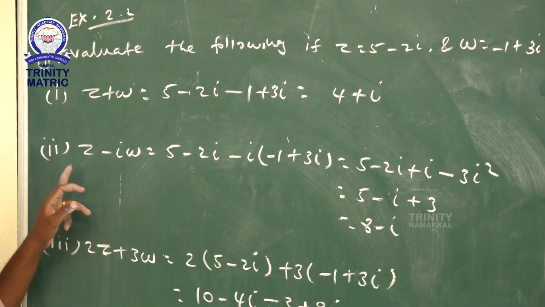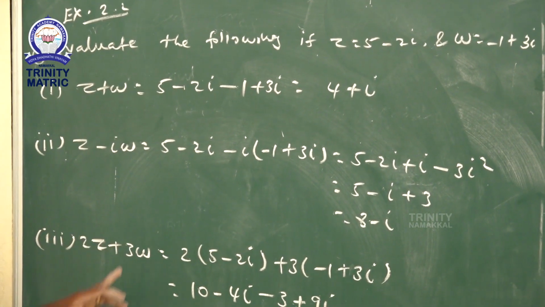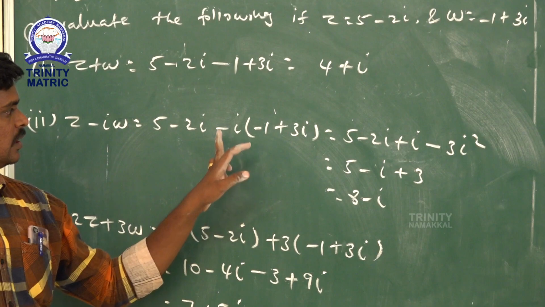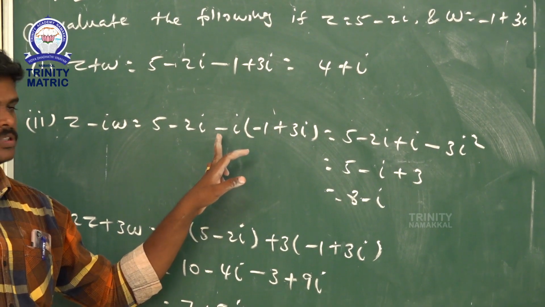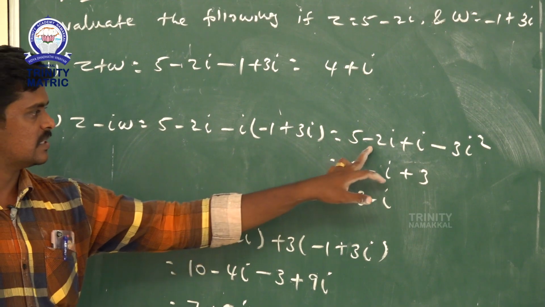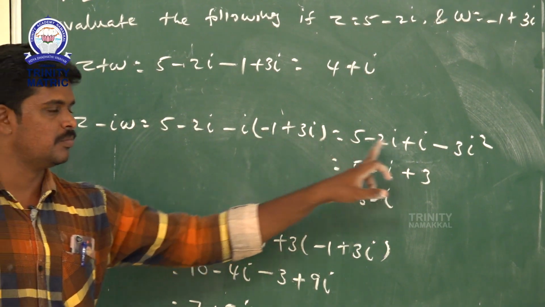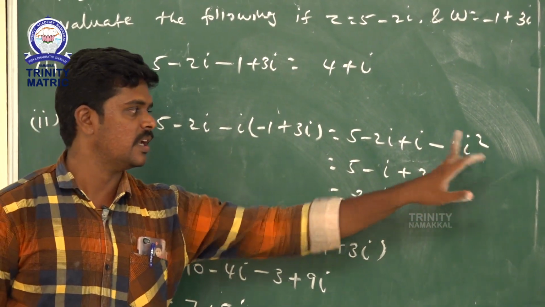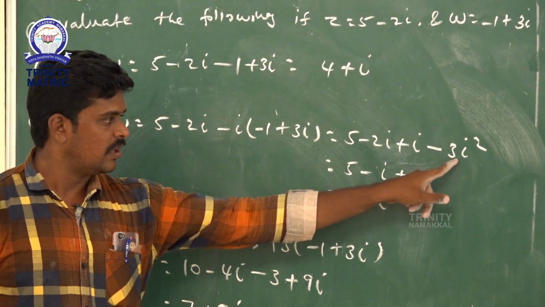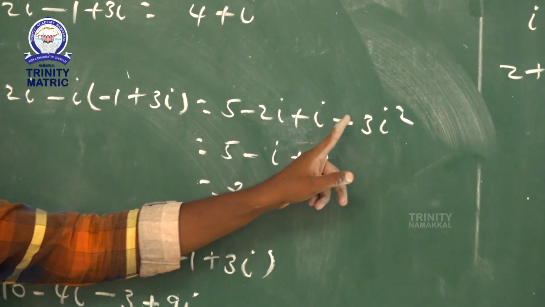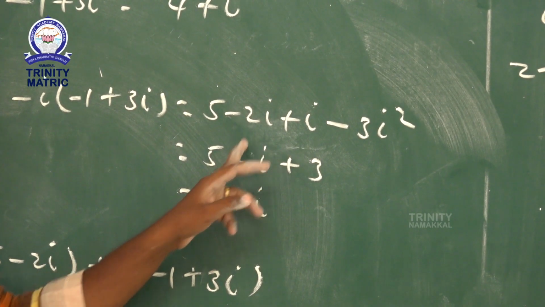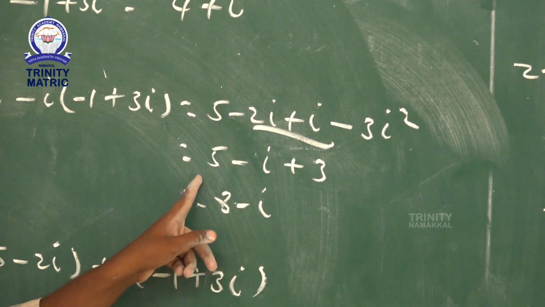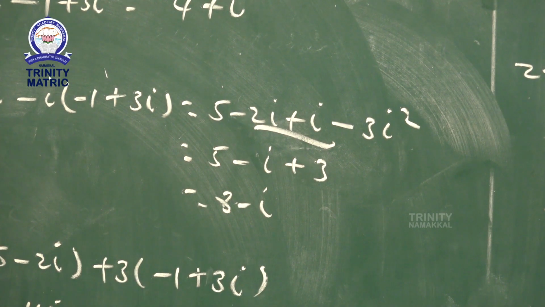Next, the second question: z minus iw. z is the same, 5 minus 2i, minus i into the w value. Multiply w with minus i. So 5 minus 2i is the same term, and then minus i into minus 1 plus 3i. Next, minus 1 minus i into plus 3i gives minus 3i squared. What is i squared value? Minus 1. So minus 1 into minus 3 is plus 3. Here two imaginary parts are given: minus 2i plus i is equal to minus i. Next, 5 plus 3 is 8. So 8 minus i is the second answer.